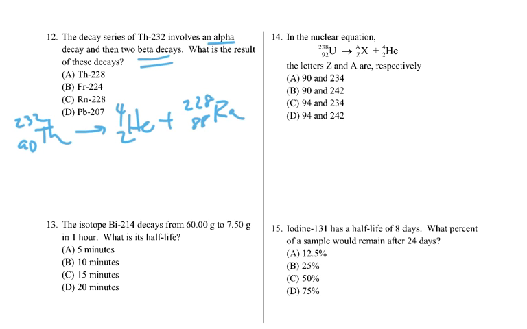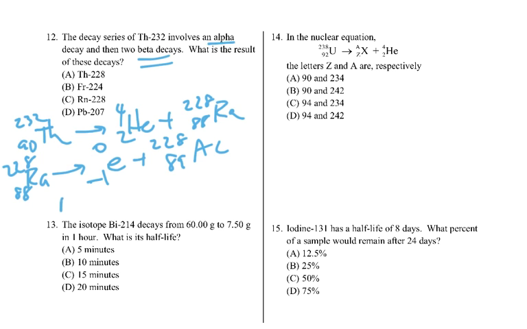And then it goes through a beta decay. So we start over with radium 228, 88. It's going to give off a beta, 0, negative 1, and that's going to be 228 and 89, which is actinium.